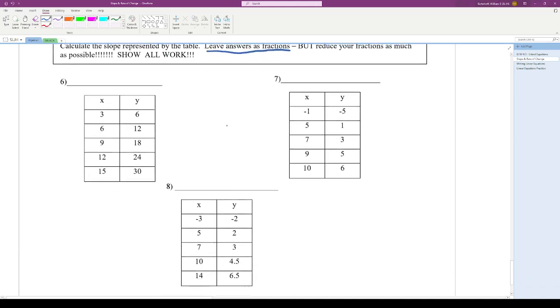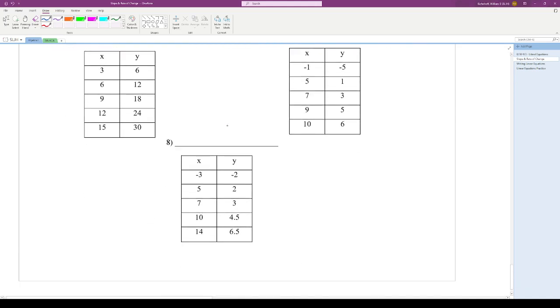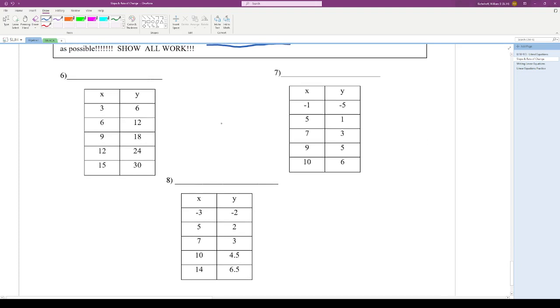So that's homework. These are other ones where you're looking for, are these linear, and if so, what is the slope? So again, we're looking at change in x, change in y, same kind of thing.